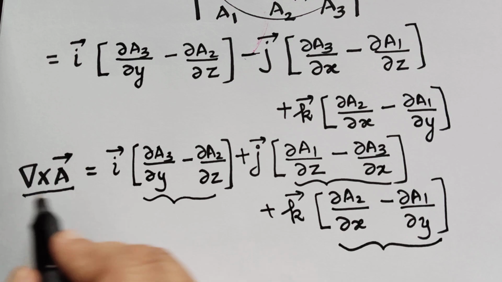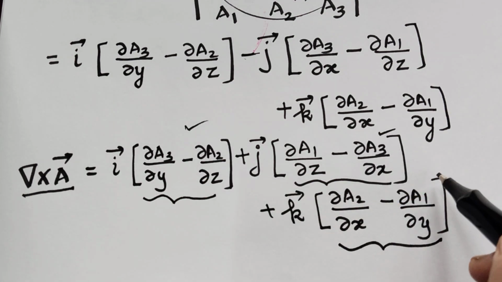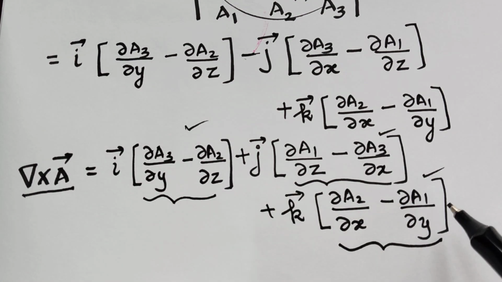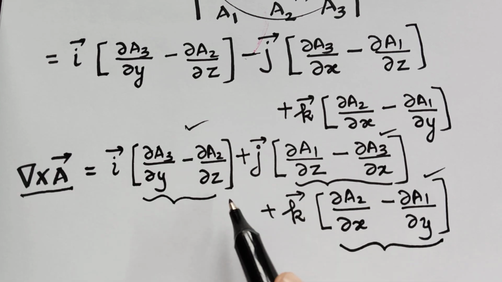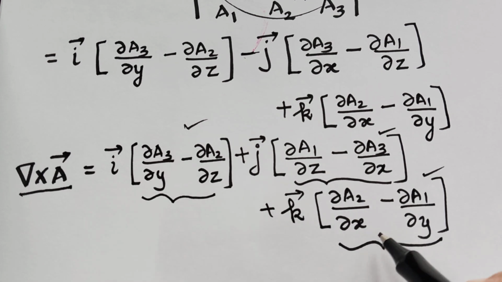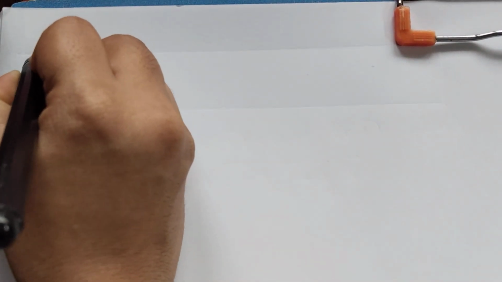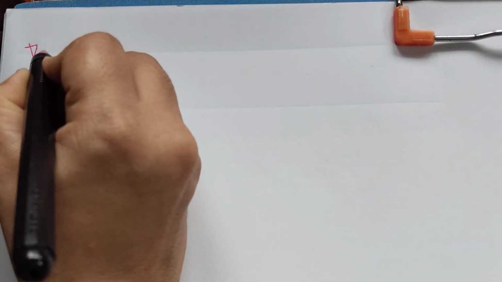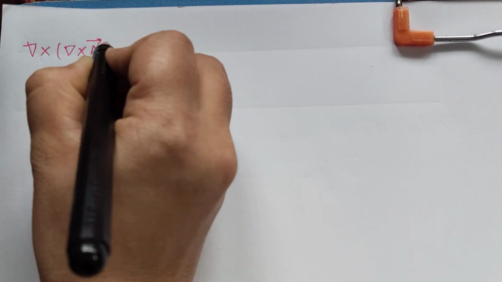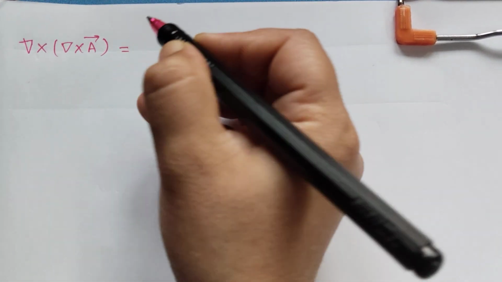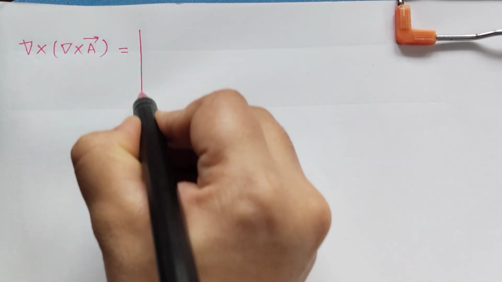So when we take these components, these become the ith, jth and kth components, and we shall substitute them in the determinant at the place of the ith component, jth component and kth component. So now we are going to find nabla cross a vector, which will be equal to, now we have to write the determinant.